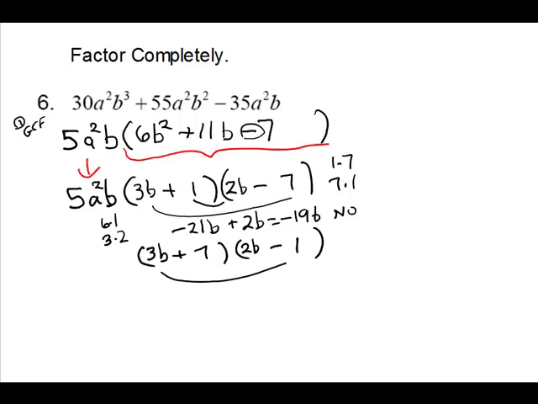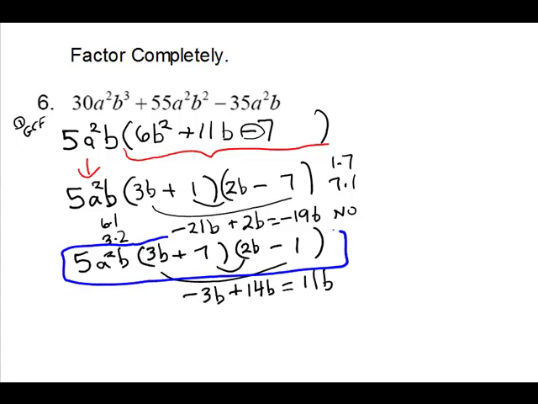So our check, outside minus 3b, inside plus 14b. This one's going to work, gives us 11b, and it's the right sign, so we're good there. Don't forget to bring your GCF all the way down. So we need the 5a squared b with this. And this last line, the whole thing is our answer.